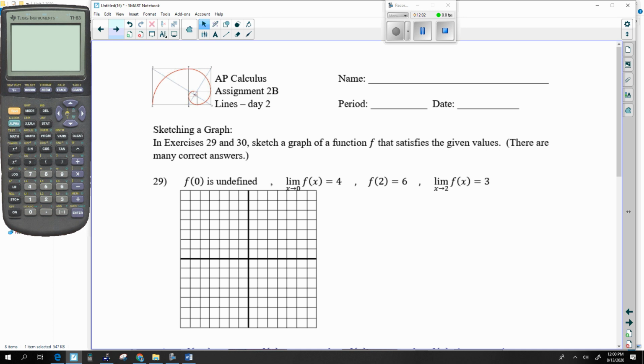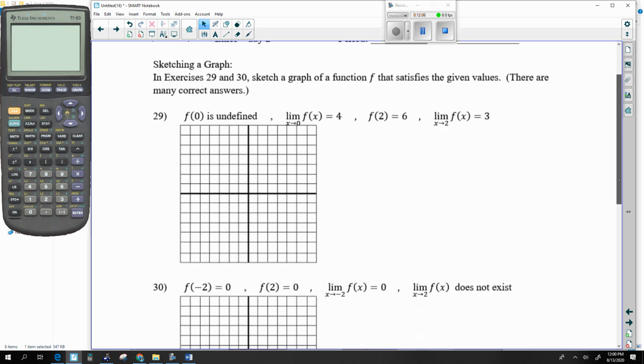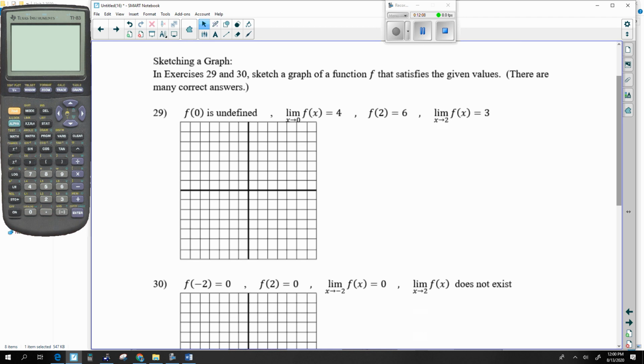Number 29, sketch the graph that satisfies the given values. There are many correct answers, okay? So f of 0 is undefined. So you're not going to find a dot at f of 0. All right, the limit as x goes to 0 of f of x is going to be 4.